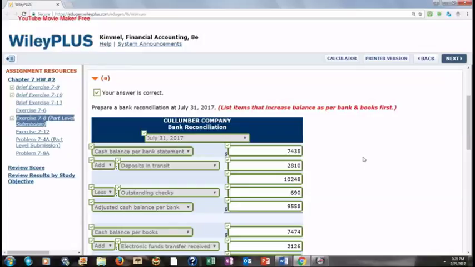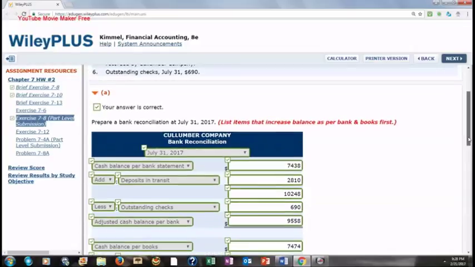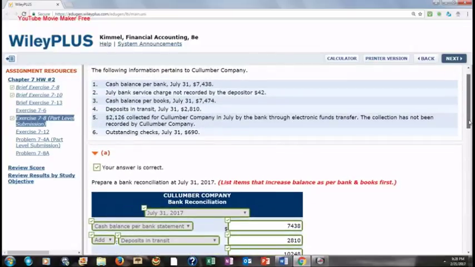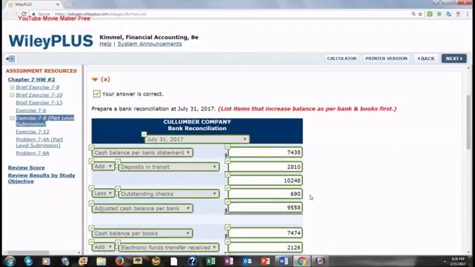The next thing that we do is we subtract the outstanding checks, any outstanding checks that didn't show up on our bank statement. We only had one of those that was for 690. We put that here. We subtract that out from the 10,248, and we get the adjusted cash balance for the bank of 9,558.